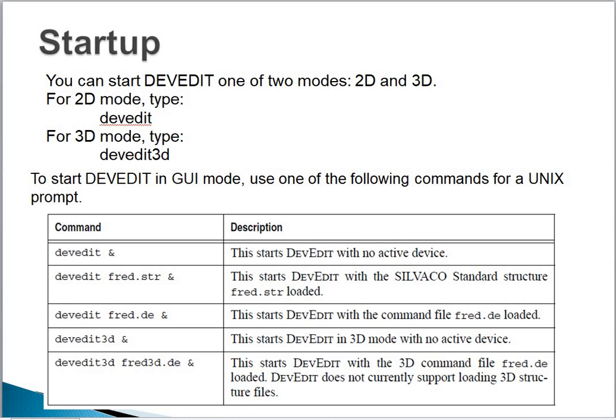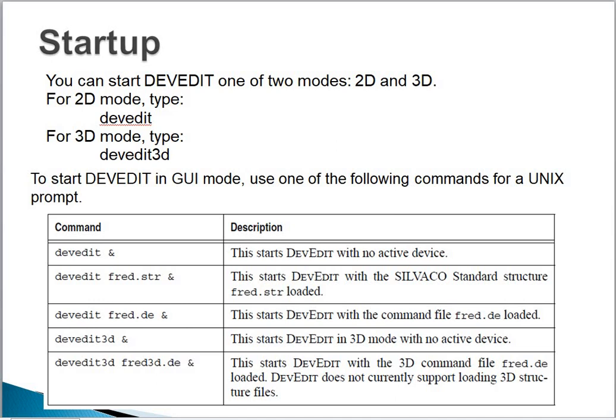Startup. You can start DevEdit in one of two modes, 2D and 3D. For 2D mode, type DevEdit. For 3D mode, type DevEdit 3D. If the device is a 2D structure, you don't write 2D. If the device is a 3D structure, you have to write DevEdit 3D.